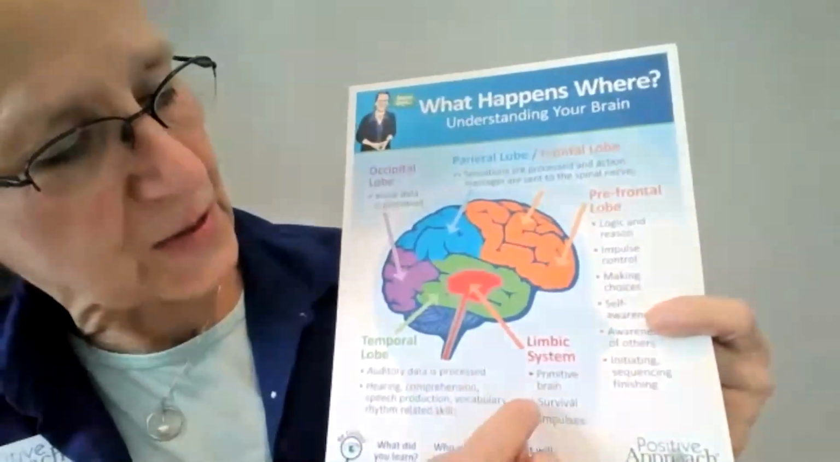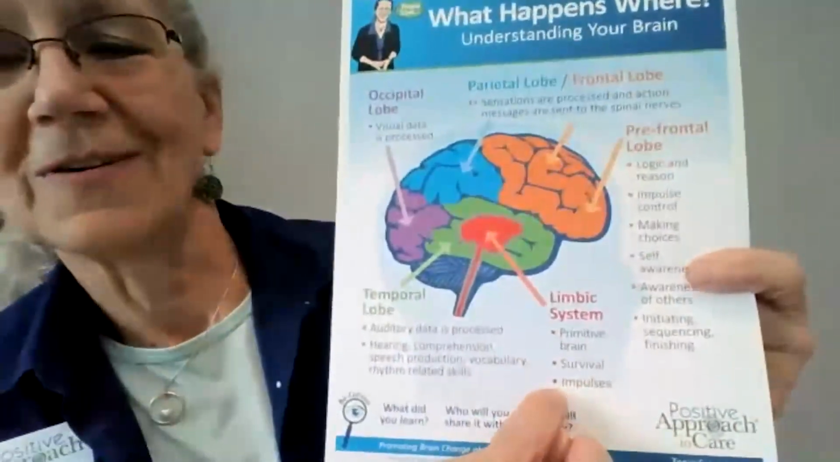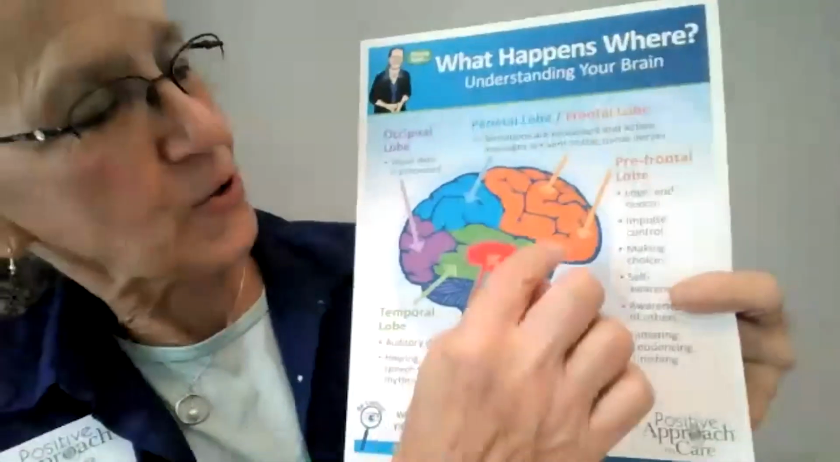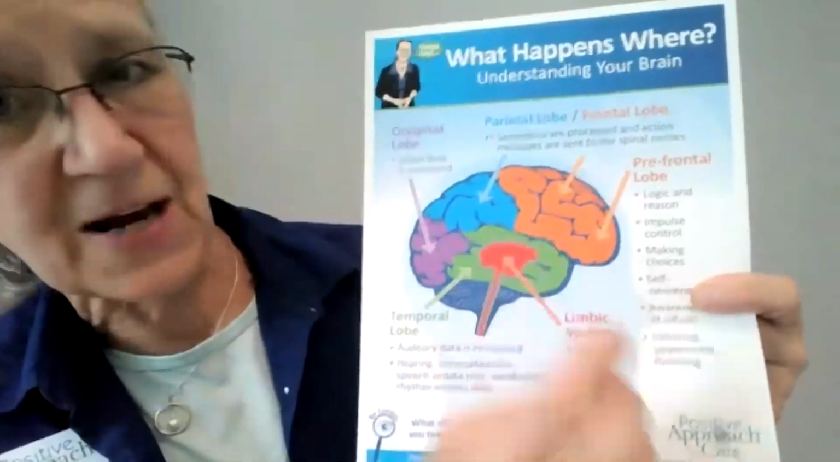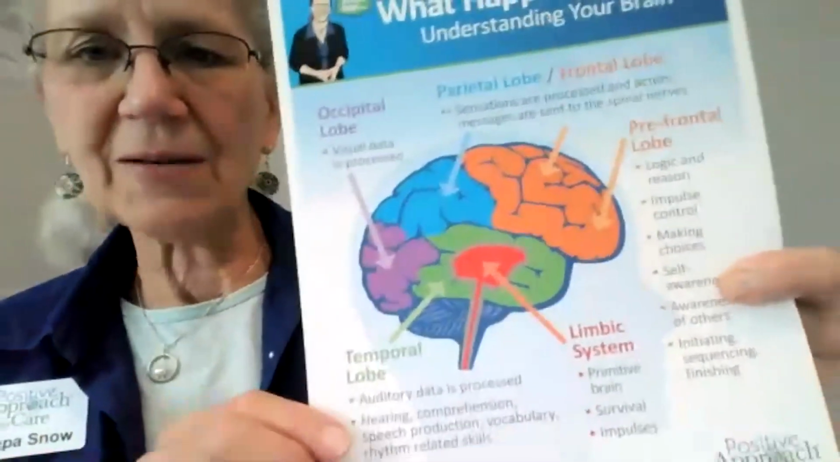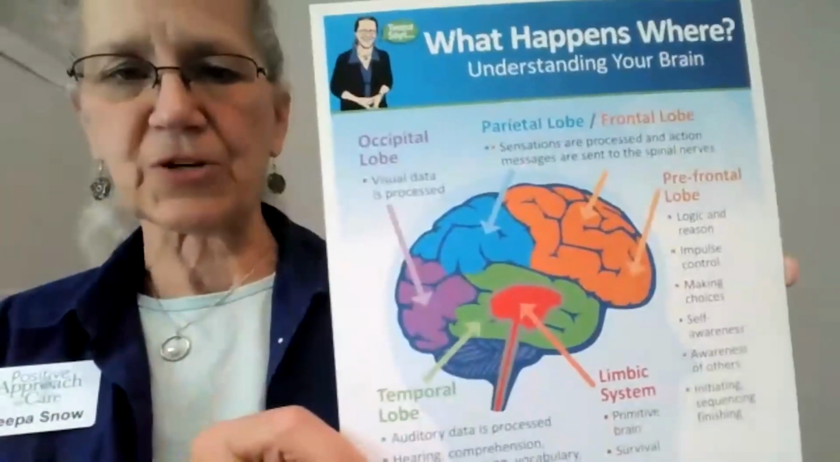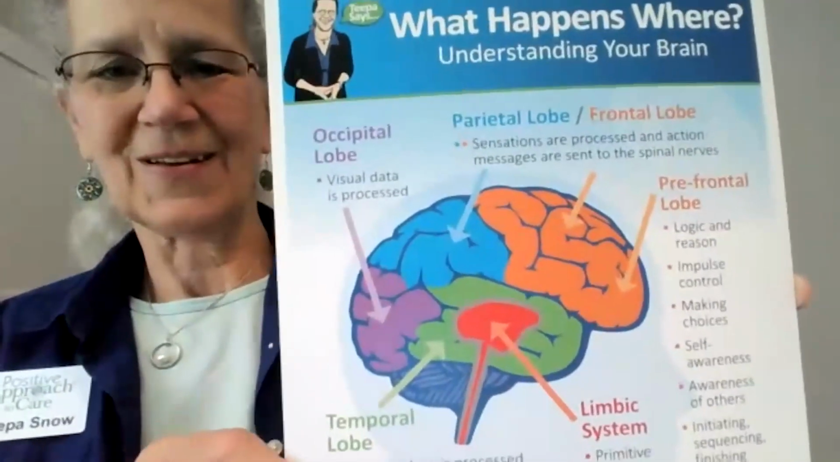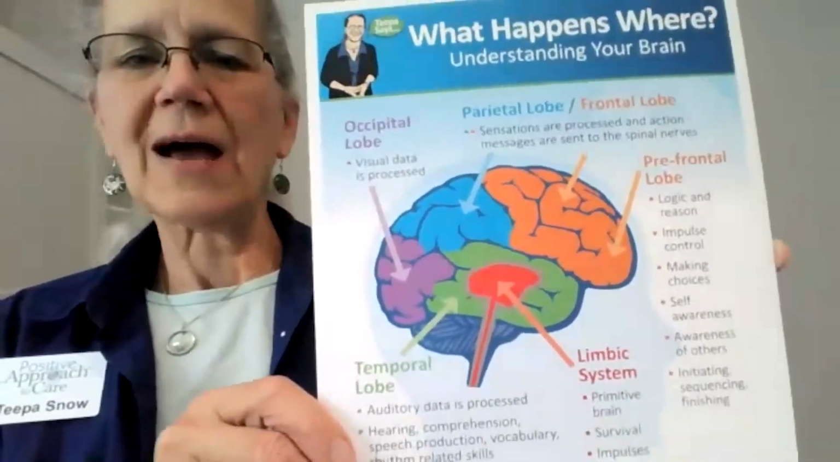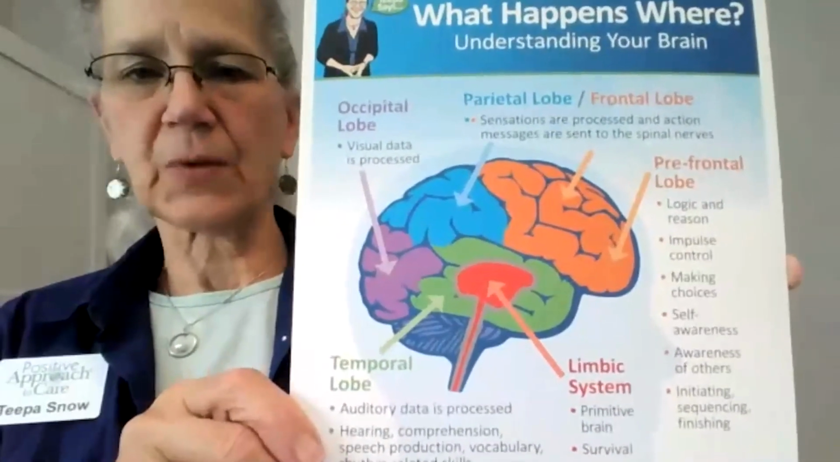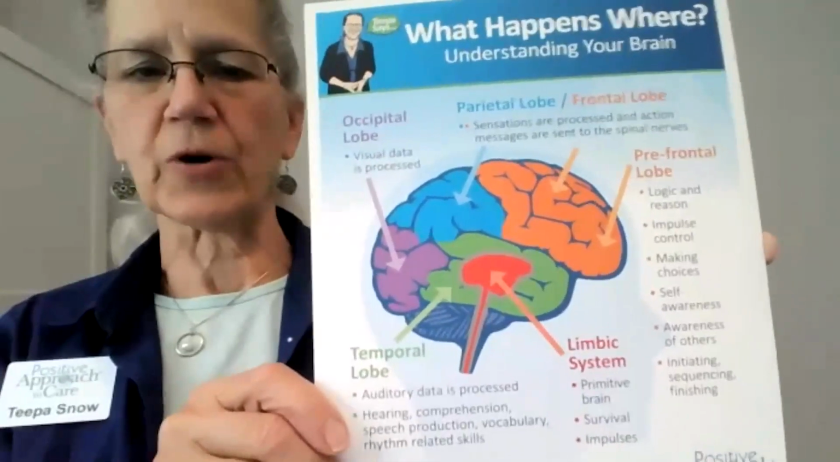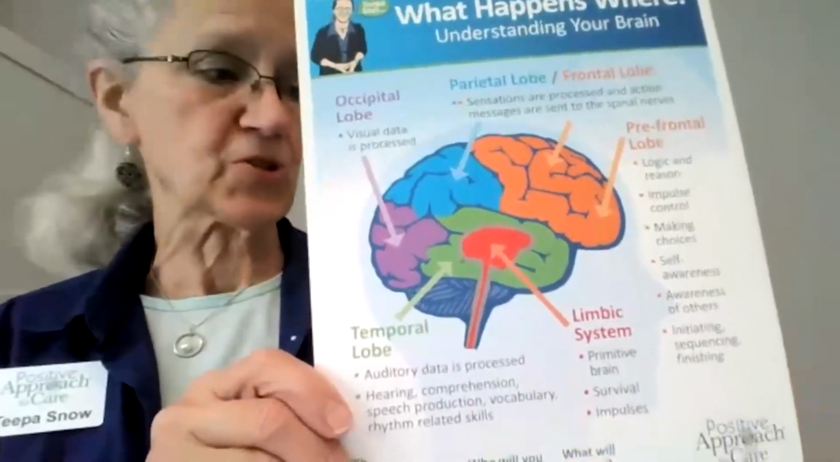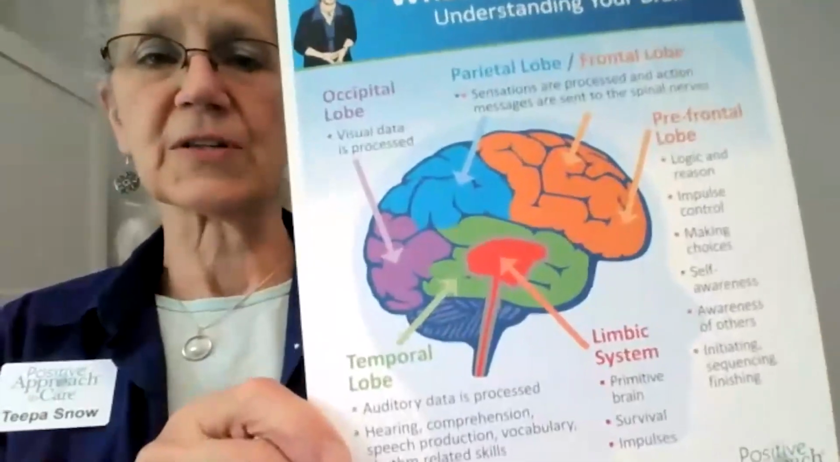prefrontal cortex and your impulses, which are deep in the human brain, deep inside that brain. So now let's take a look at this picture. Okay, as you look at this picture, what does this poster do for you that maybe the other poster didn't do? Let's take a look at this one.